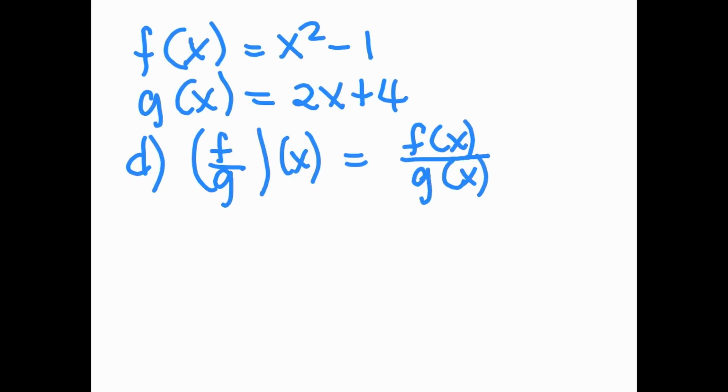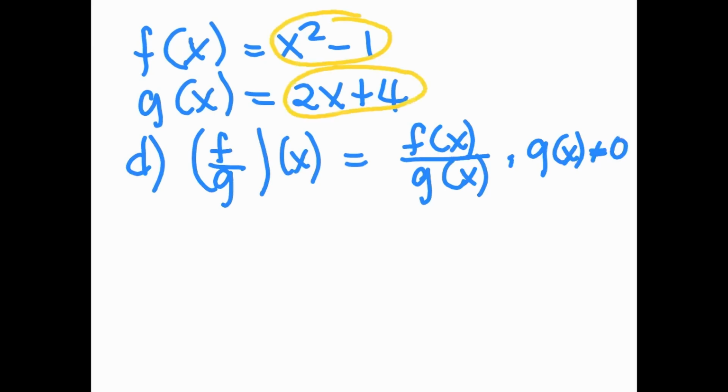Of course, we always say that g of x, the denominator, must not be equal to 0. Now, substituting these expressions for f of x and g of x respectively, we'll be getting what? f of x is x squared minus 1, so we'll have it here all over g of x, which is 2x plus 4, right?